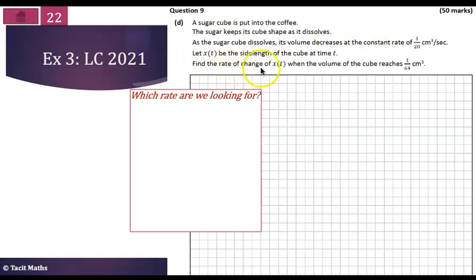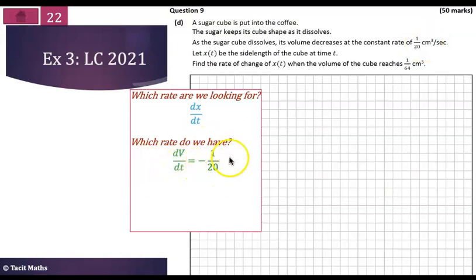So we want the rate of change of x. Okay. Now the rate of change of x, that's dx dt. Okay, the rate of change of x in relation to time, that's dx dt. And we're always given a rate as well. And at the very start, you can see the rate: the sugar cube dissolves, it decreases at a constant rate of 1/20 centimeters cubed per second. So that's the volume decreases at this rate. So we have a rate of dv dt. Right, that's the rate the volume is decreasing.